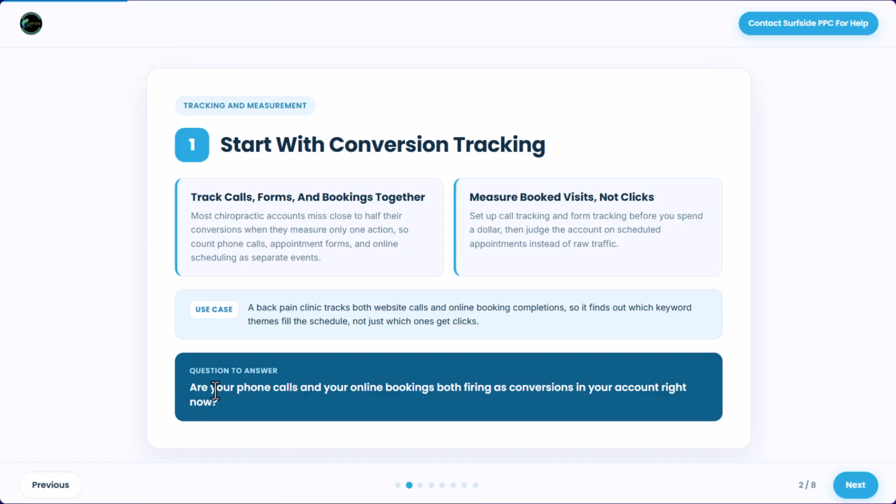But most importantly, are you answering your phone calls? Are you getting online bookings, and are they tracking as conversions within your Google Ads account?